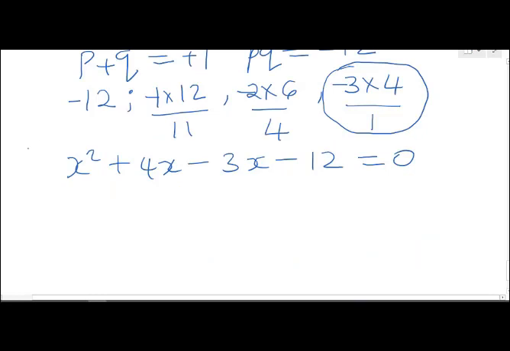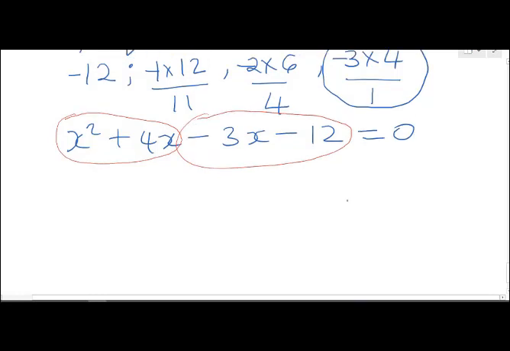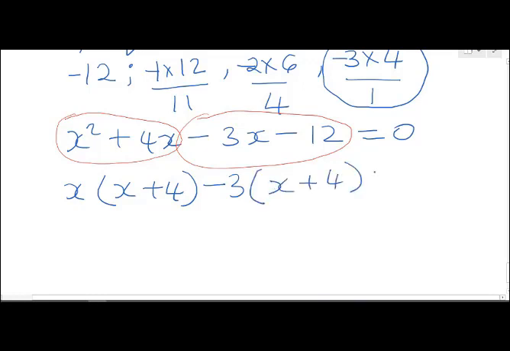We would like to group these values into two groups. The first group is the first two numbers. The second group is the second two numbers, including the sign between the third and the second number. Now for each group, we factor out the common value. Now in the first group, we have x squared and 4x. x is common. We have x into brackets x plus 4. In the second group, minus 3 is common. We factor it out. So we have minus 3 into brackets x plus 4 is equal to 0.